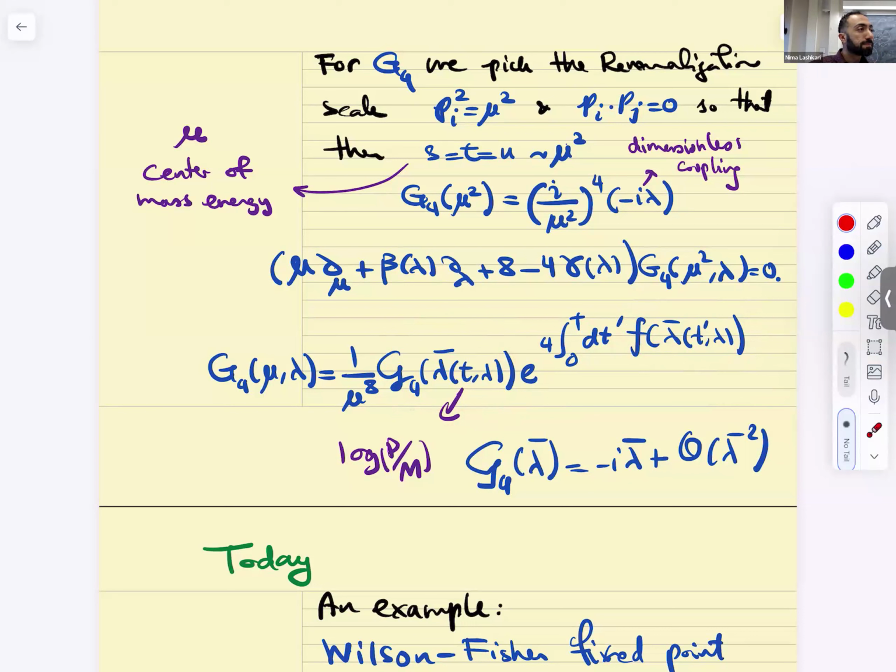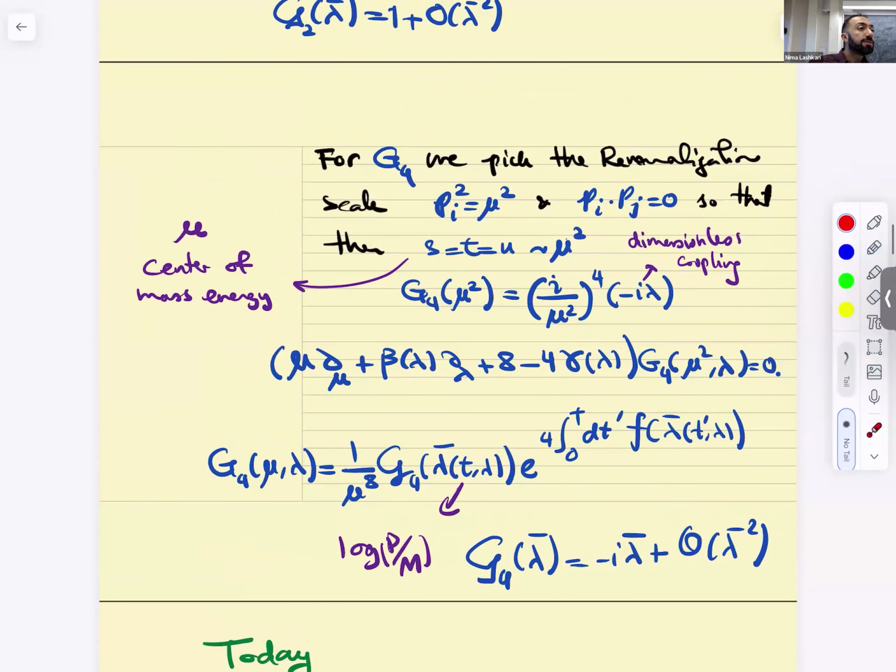Good. And of course, as before, the way that we had G2 of lambda bar for small lambda bar was 1 plus order lambda bar squared, we have this equation. Any questions? So this is a summary of what we did before.